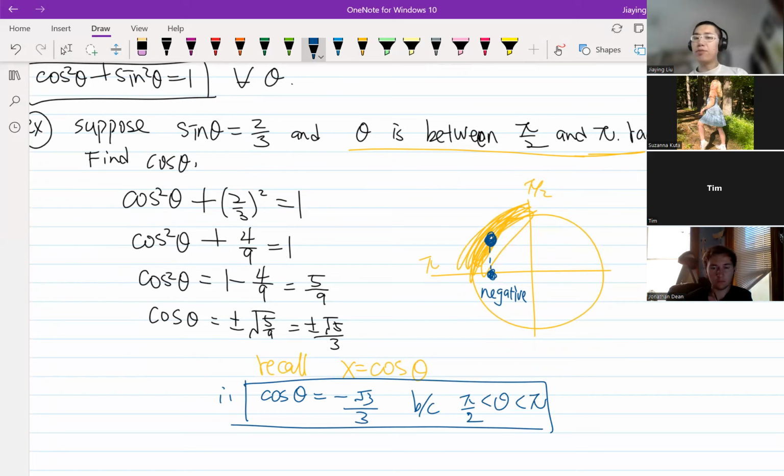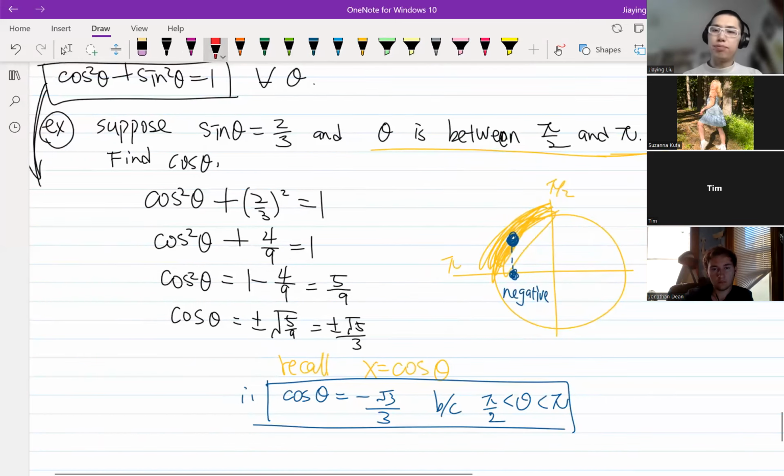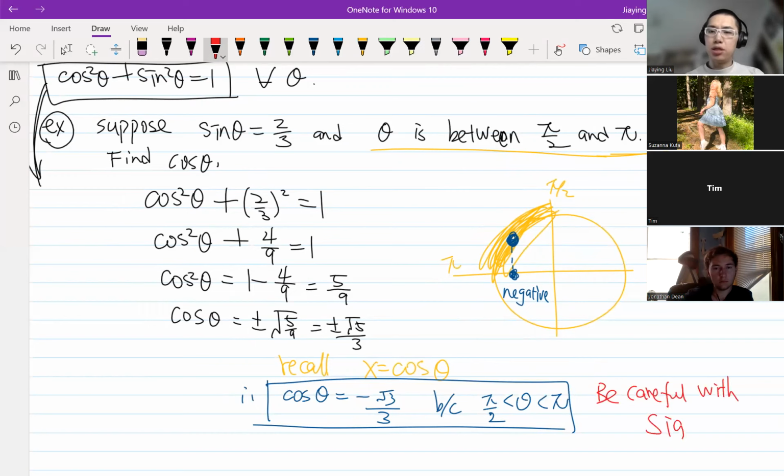We have to be very careful with the sign. Let me just write down: be careful with sine, whether it's positive or negative at the end. Even though we can follow the same formula and carry out every step correctly, we have to be careful whether we choose a positive value or negative value at the end.